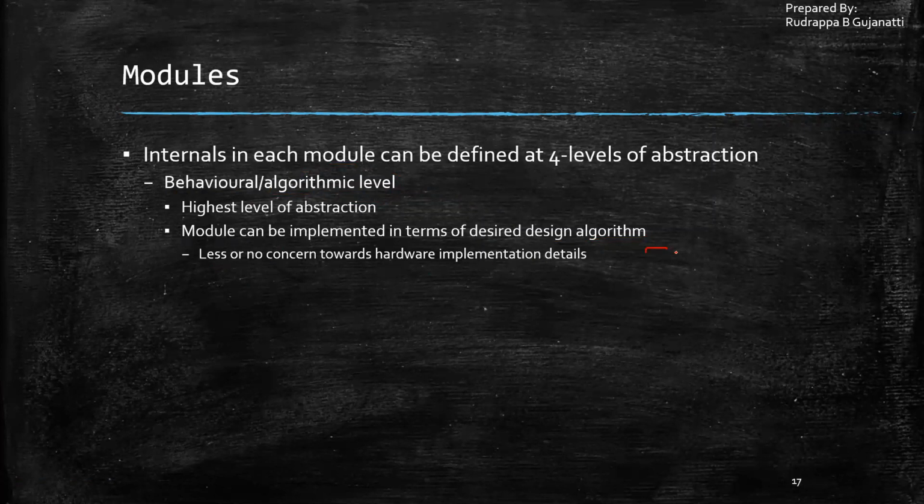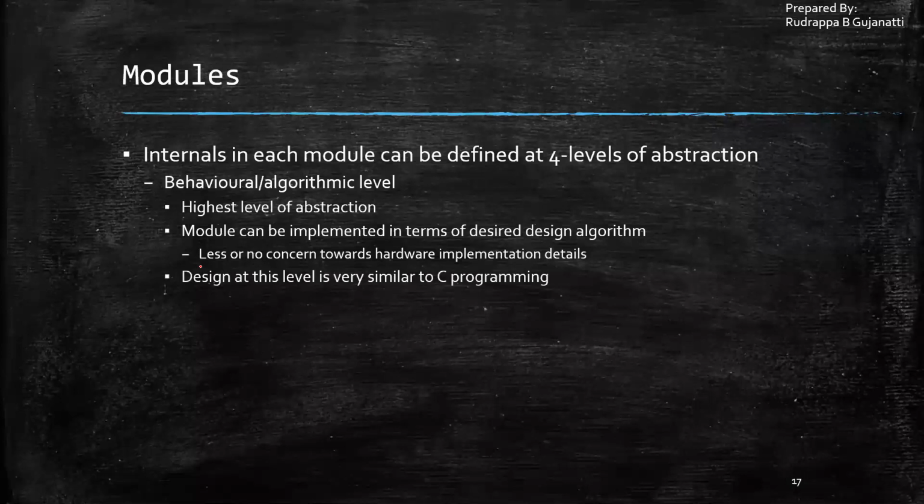Suppose I want to use the AND implementation, you are least bothered about how that implementation has been done. I want A and B, so this entire thing should perform ANDing of these two. But how the implementation of AND is done, you are less concerned. You just take care of the software aspect, whether the intended functionality is obtained or not. Designing at this level is very similar to C programming, but the constructs are different.